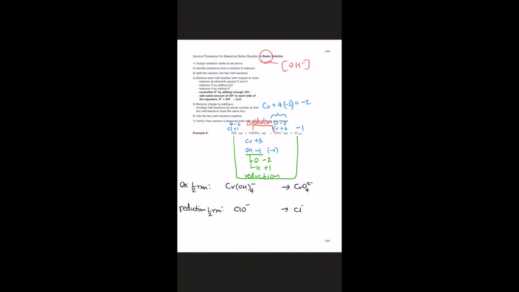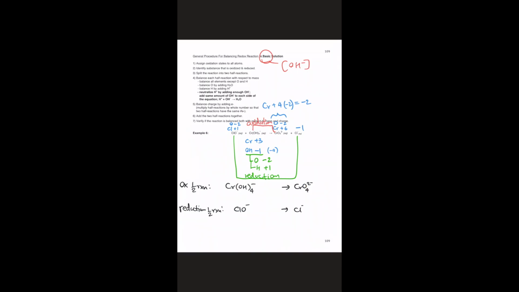Okay, so that is similar to the previous examples. The next step is we are doing the same thing, right? We need to make sure that the elements are balanced. If you're looking at the elements for the oxidation half reaction, one chromium on both sides, that's good. We have 4 oxygen on this side and 4 oxygen on this side. So oxygen is already balanced.